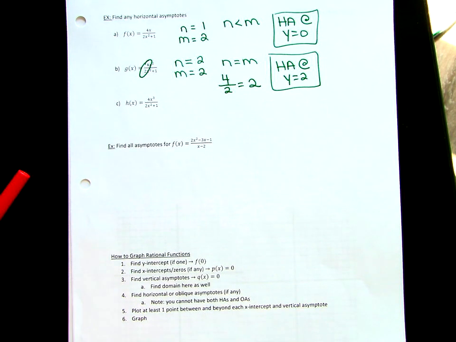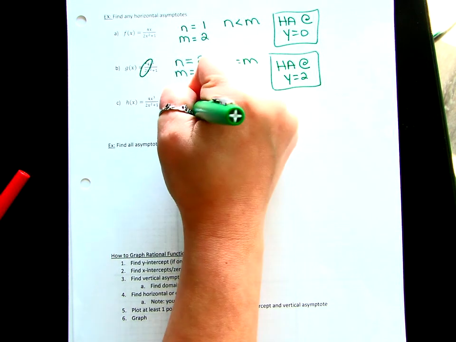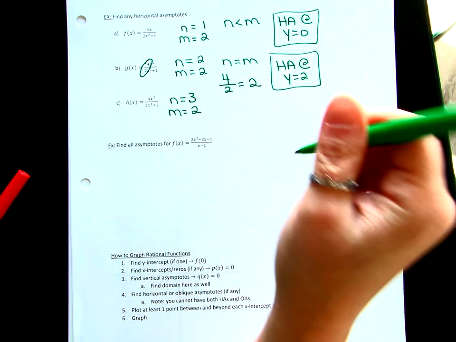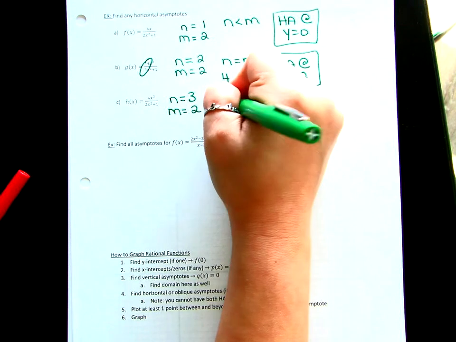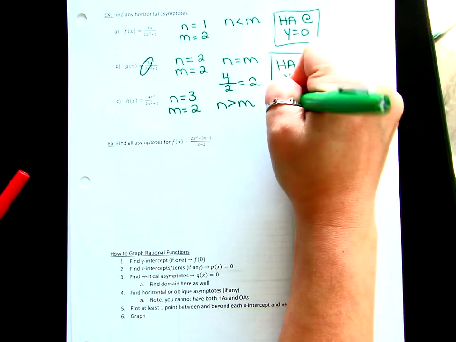And the last one, the degree of the top is what? 3. And the degree of the bottom is still 2. So I have n is greater than m. And if n is greater than m, there's no horizontal asymptotes.